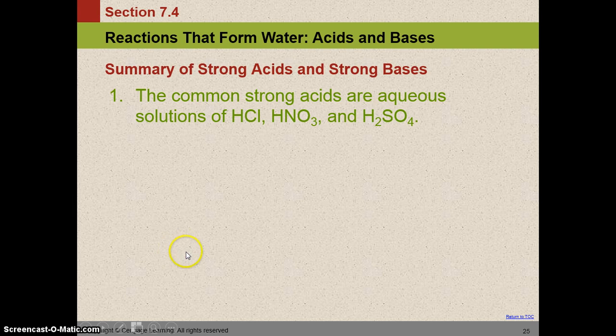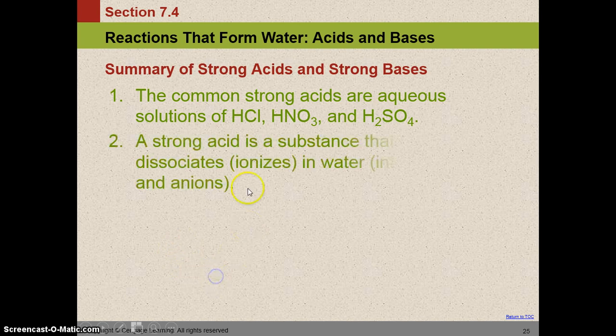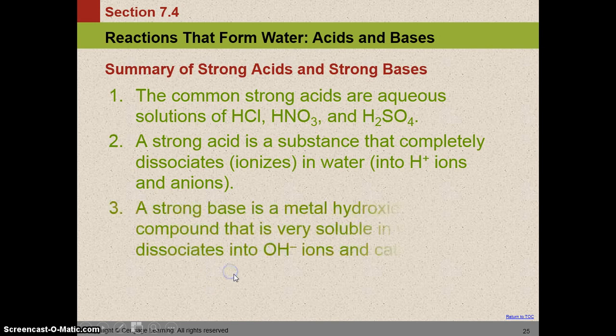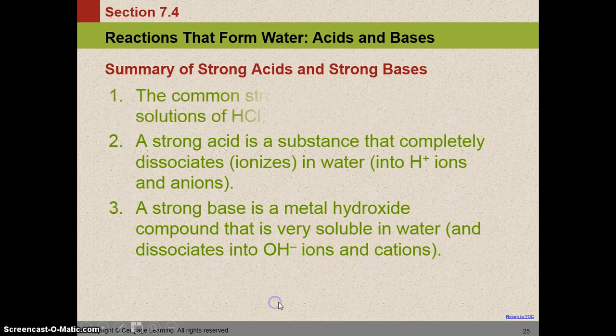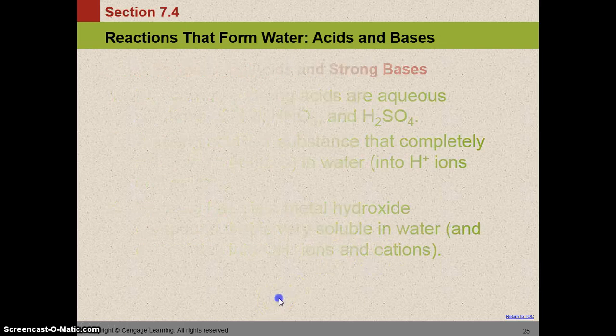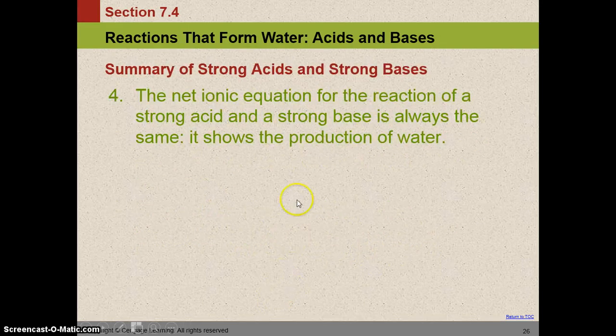Let's look at a summary of strong acids and strong bases. The common strong acids are hydrochloric, nitric, and sulfuric acid. A strong acid is a substance that by definition completely dissociates or ionizes in water to form its hydrogen ion and its anion. And a strong base is a metal hydroxide compound that's very soluble in water and dissociates into hydroxide ions and the cation as well. The net ionic equation for the acid-base reaction is always the same.